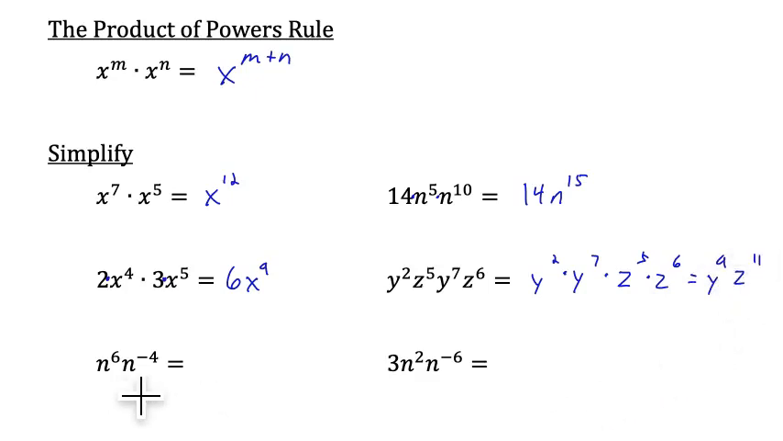All right, it works with negative exponents as well. So here we're multiplying two exponential expressions with the same base. So we're just going to add the exponents. Well, 6 plus negative 4 is 2. So n to the sixth power times n to the negative fourth power equals n to the second power.